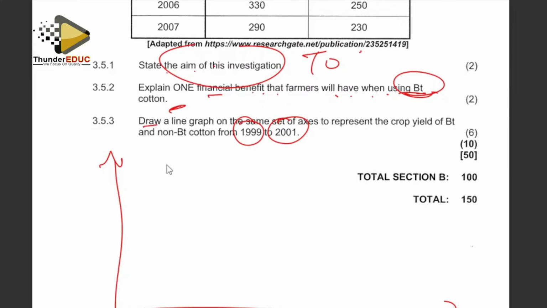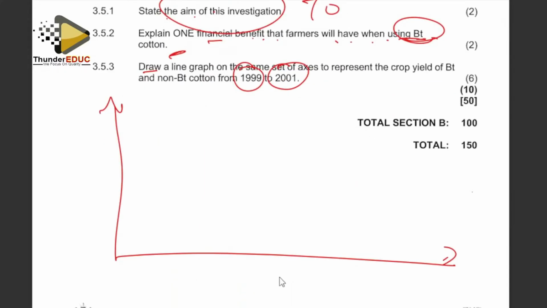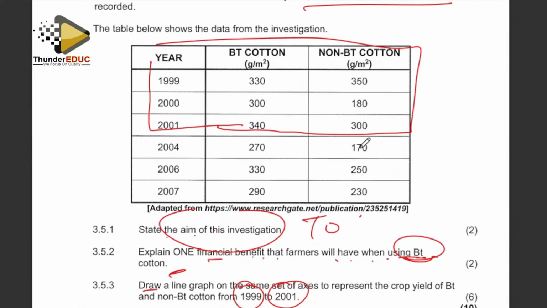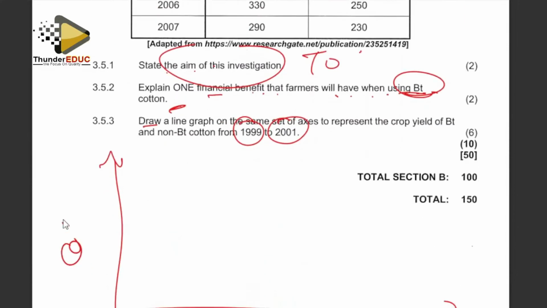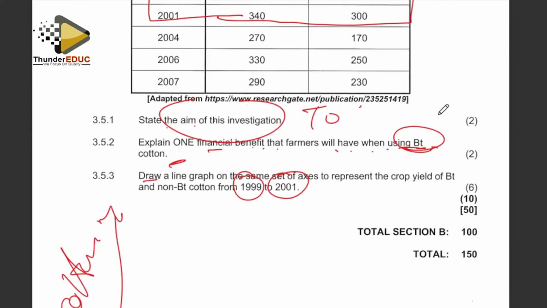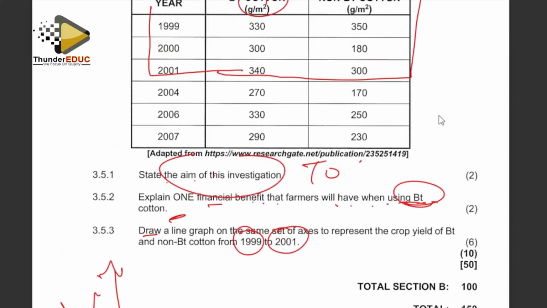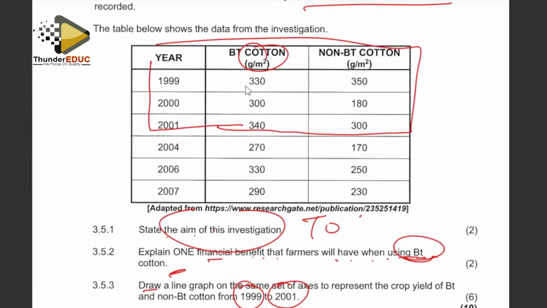You have to draw it so that the years are supposed to be here. The years are supposed to be there. And then you have cotton, which is supposed to be there, and it is supposed to be in grams per meter squared. Meaning that now you're going to draw a graph.